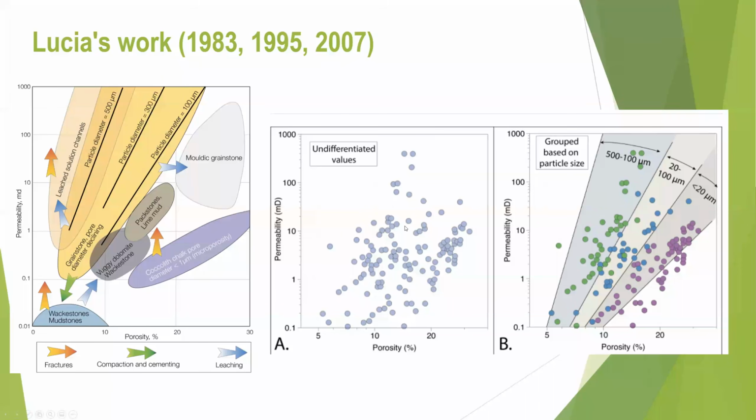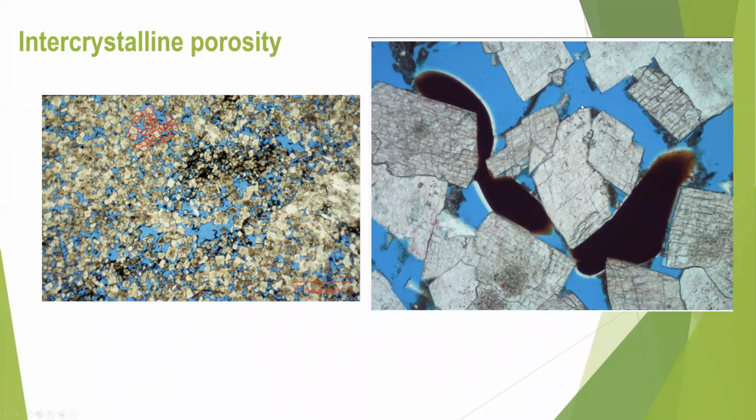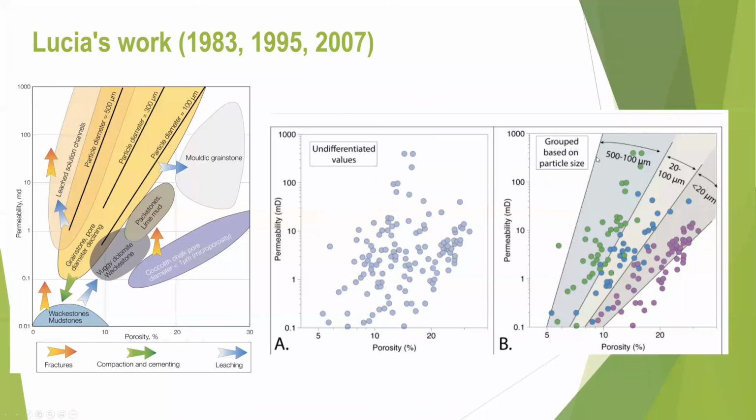So for Lucia, the important thing is the connection of those vuggy systems or pore throat systems, and also the size of the grains. So for example, here, maybe we have the same porosity as this one, but because of this pore throat system, the permeability goes higher compared to this thin section at this part.